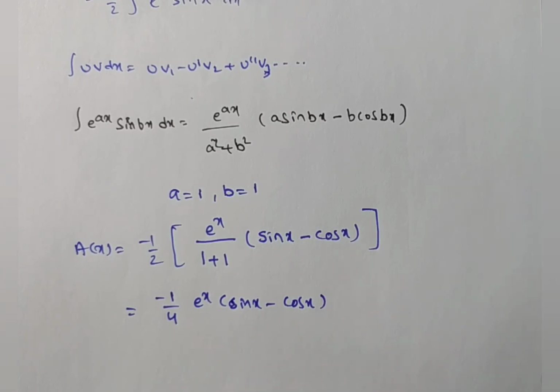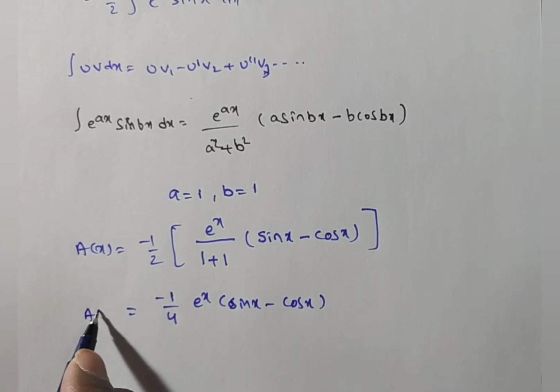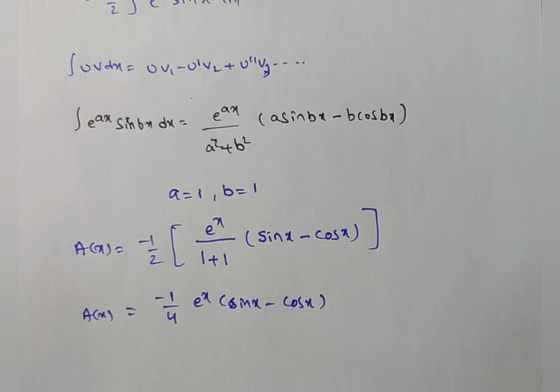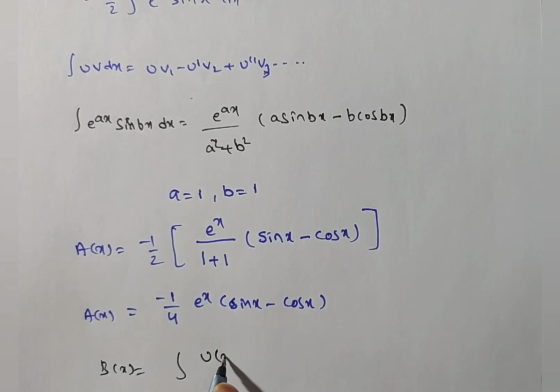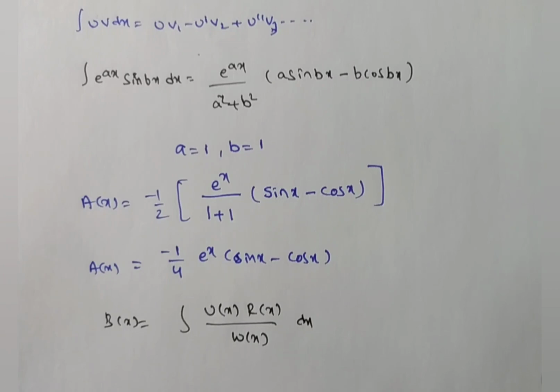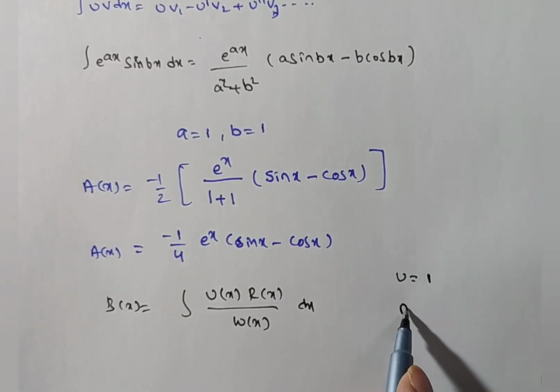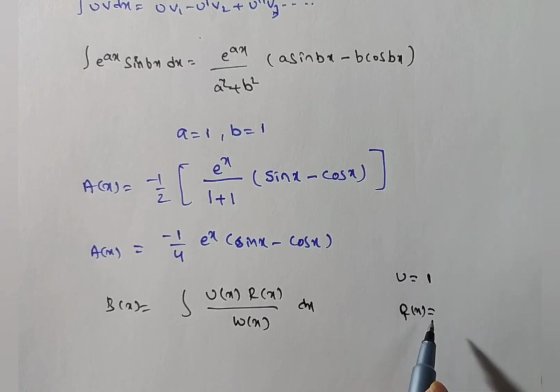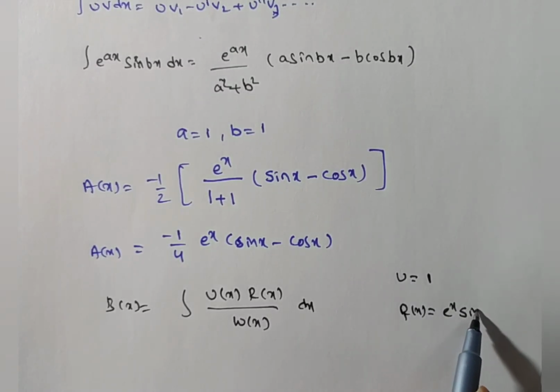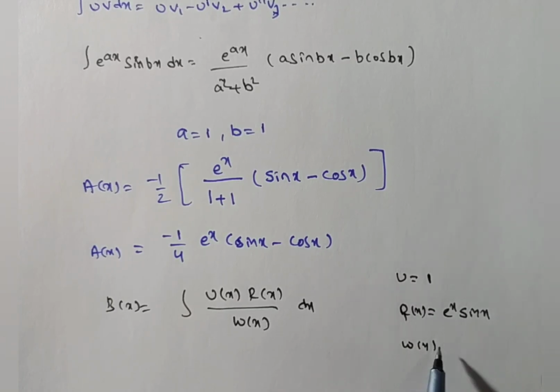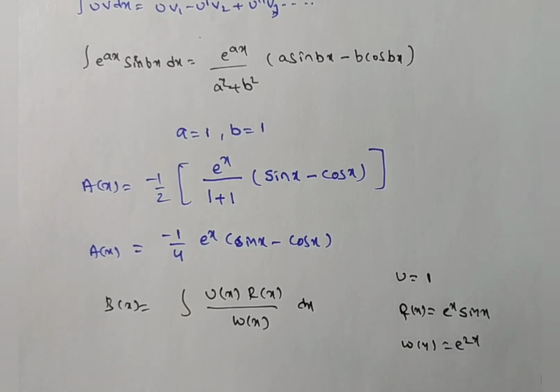Okay, next one, we need to find out the b of x value. What is the b of x formula? We have b of x is equal to integral of u of x into r of x by w of x into dx. Okay, what is u? C1 quotient, that is 1, and r of x is the right side of the equation, f of D into y is equal to r of x, that is e power x into sin x, and Wronskian we have 2 into e to the power of 2x.